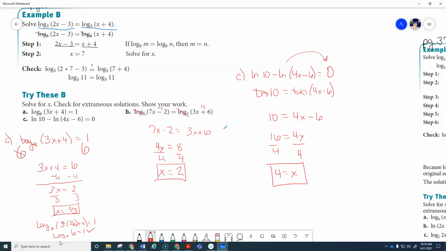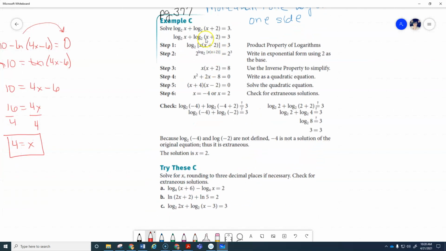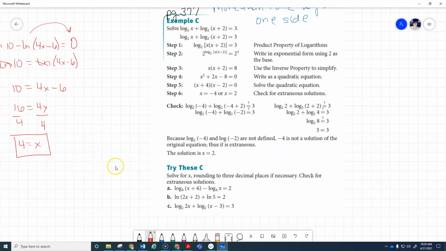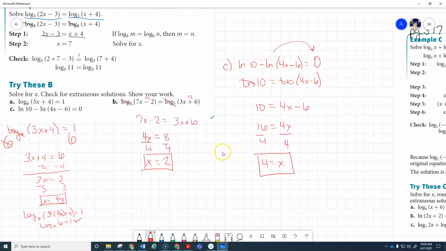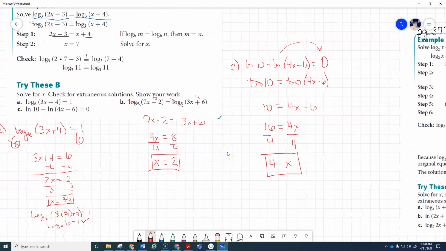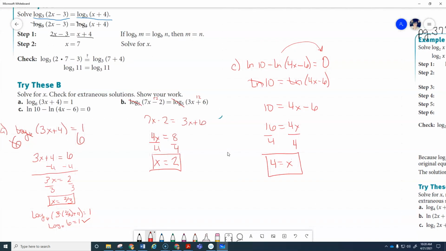So could we take this problem right here and move it to this category over here where we have more than one log on one side? Absolutely. This problem could be worked this method or this method. Why would we prefer using this method? Because it's easier and it's shorter and it's faster. So if you can move one log to the other side and it doesn't have to combine with a whole number or anything like that, then you should.